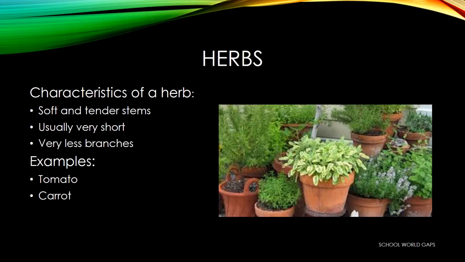Let's go for herbs next. What are the characteristics of herbs? How can we identify if a plant is a herb? They have very soft and tender stems. Their stems are mostly green colored, and they are very short. Mostly they are lower than your waist, your hip area, and they have very few branches. So it's not important to calculate where the branches start from if they are not of such a great amount.